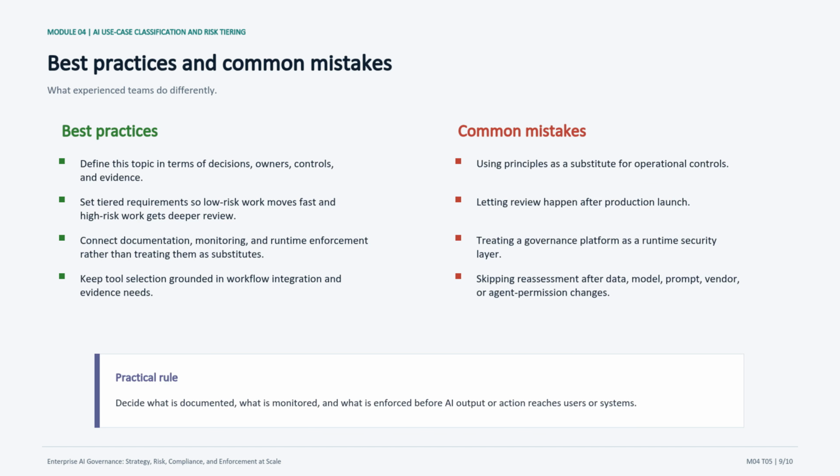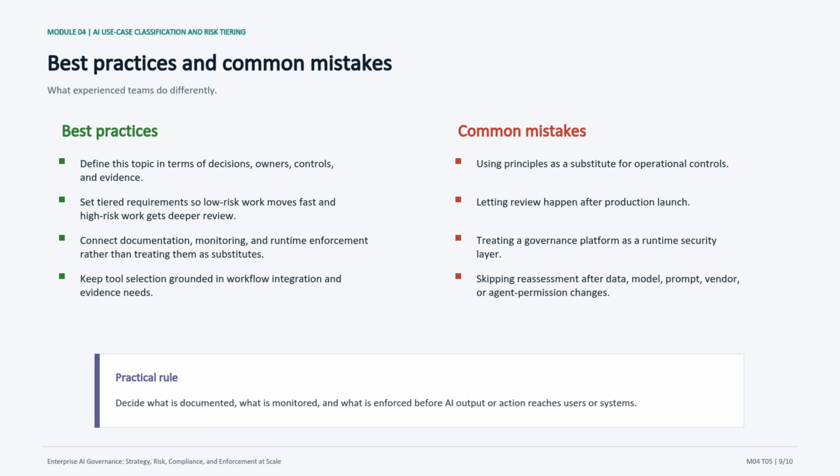Here, I would make the discussion practical and candid. The best practices are the habits that keep human in the loop requirements connected to decisions, owners, controls, evidence, and actual system behavior. The common mistakes are equally important. Teams often write principles, review too late, confuse governance workflow with runtime security, or forget to reassess after data, model, prompt, vendor, or permission changes. A good way to teach this slide is to ask learners which mistake is most likely in their environment and what one control would reduce that risk in the next 30 days.